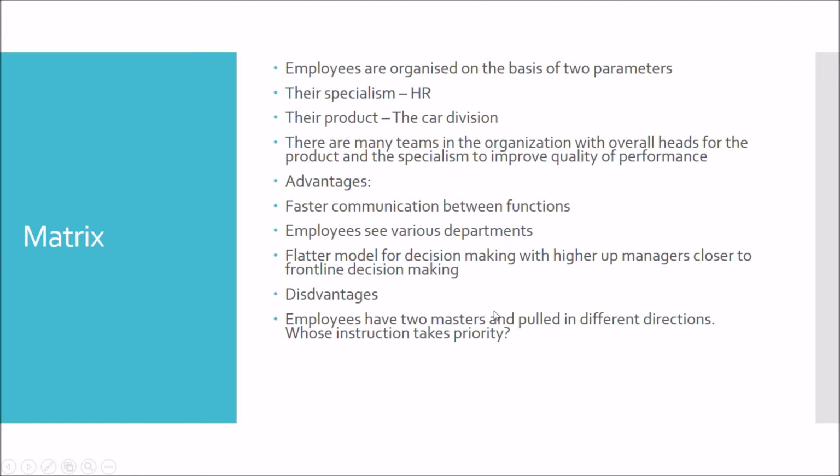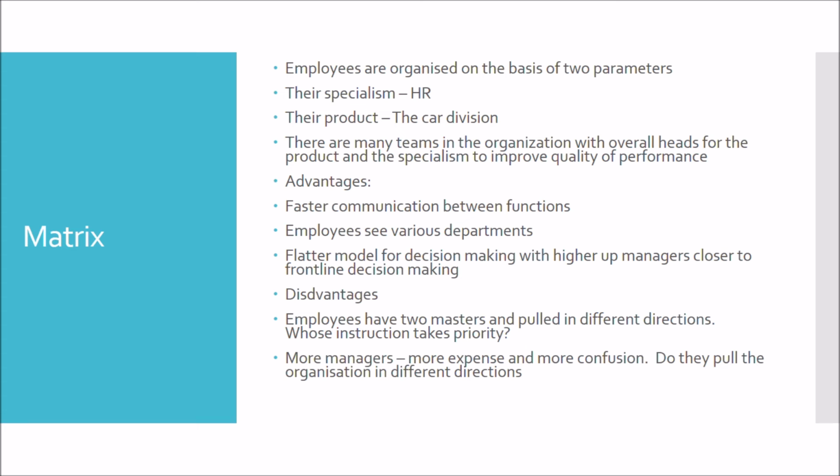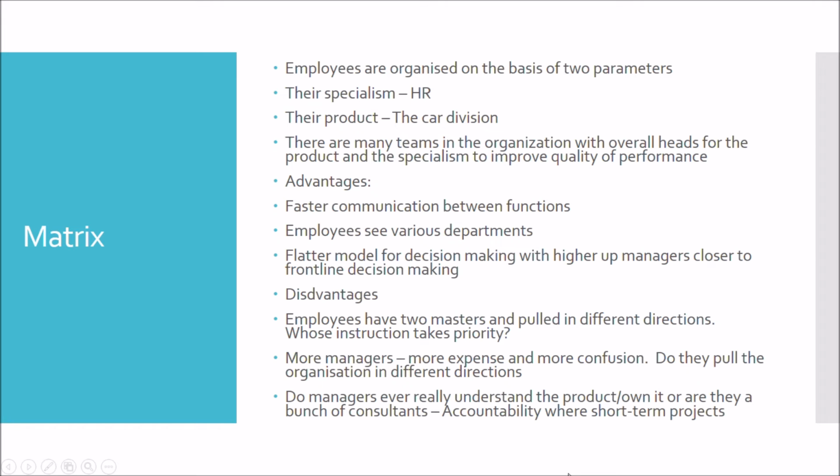And in theory, all managers act in the best interests of the organisation, and all managers make rational instructions to the organisation and to employees based upon perfect knowledge. In reality, it doesn't happen like that. There's also more managers, more expense, more confusion, and do they try and pull the organisation in different directions? Managers are of different abilities, from intelligence to the ability to discuss and communicate with one another. Do they end up pulling the organisation in different directions?